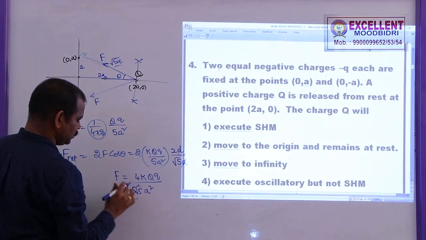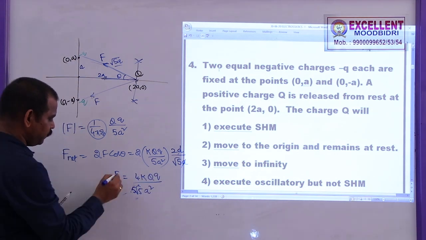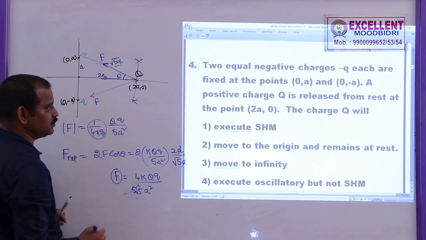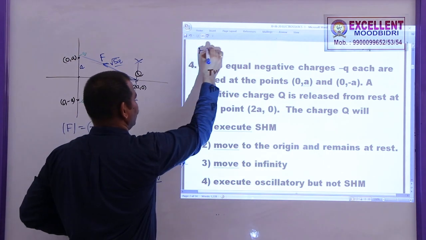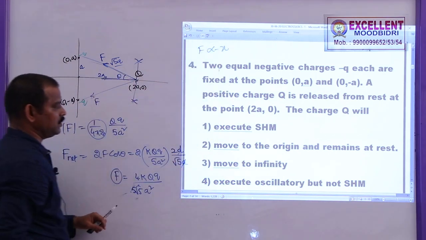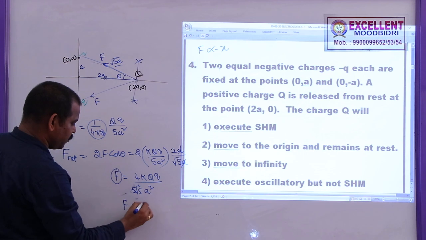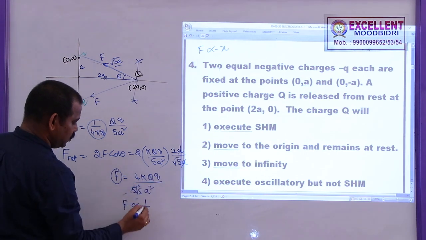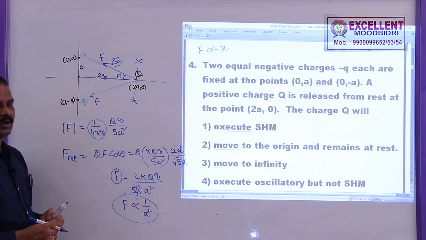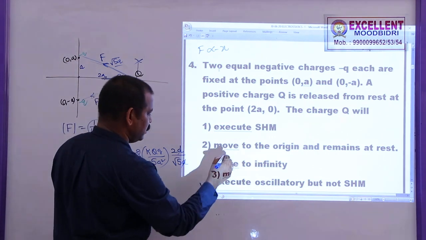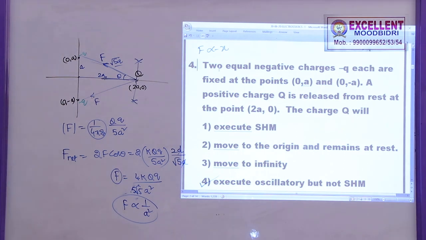5 root 5a square. You can see the force is not directly proportional to displacement. If F is directly proportional to displacement and opposite to it, then it will execute a simple harmonic motion. Here F is directly proportional to charges only, but inversely proportional to the square of the amplitude. So this is not a simple harmonic motion, it is only oscillatory but not SHM.